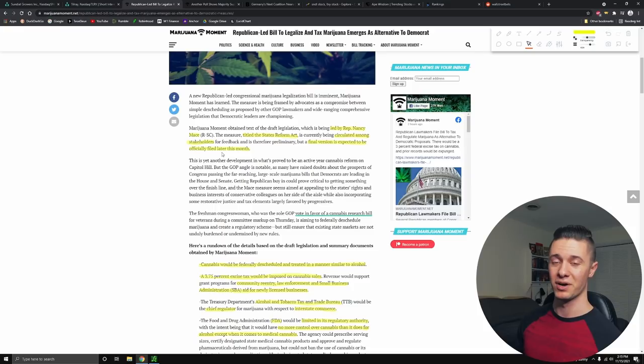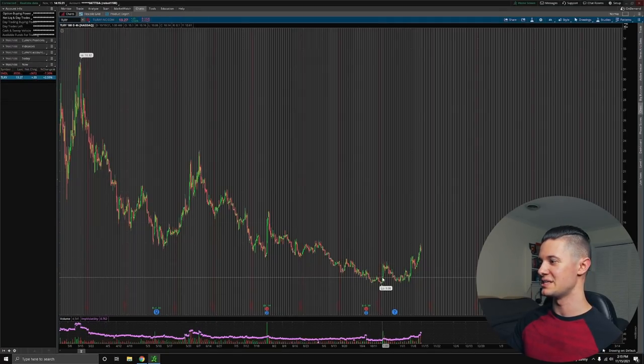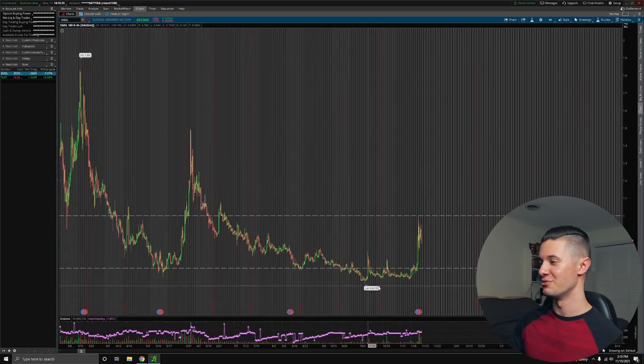I don't see what politician is going to want to stand in the way of the majority of voters and get bashed by them. But it's looking very promising, right? I'm really liking the look of the Sundial chart and the Tilray chart. Both of these look like they're starting beautiful uptrends and hopefully will continue to move up very high.